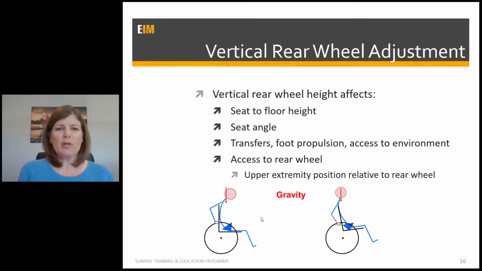So that vertical rear wheel adjustment will affect some function for a client in terms of when we're looking at seat to floor height. It will affect the seat slope, but as well, let's not forget that it can also affect access to that rear wheel, to the hand rim.